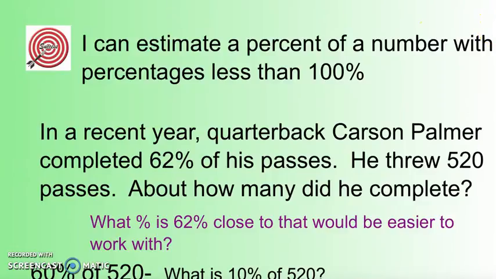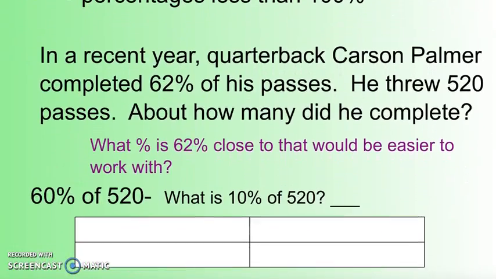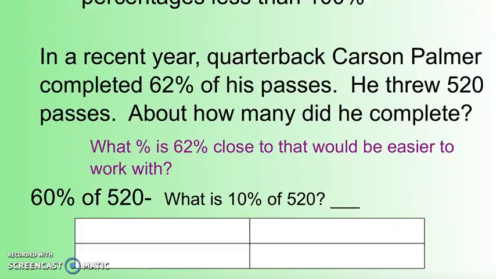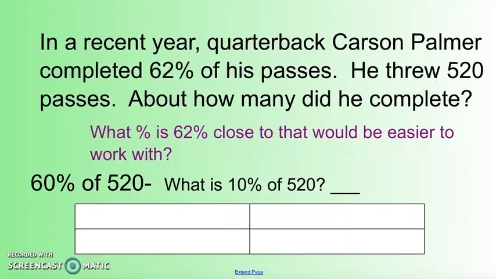So let's look at our first example. It says, in a recent year, quarterback Carson Palmer completed 62% of his passes. He threw 520 passes. About how many did he complete? Now what we're going to do is use estimation to at least get an answer that's close to what our exact answer would be.